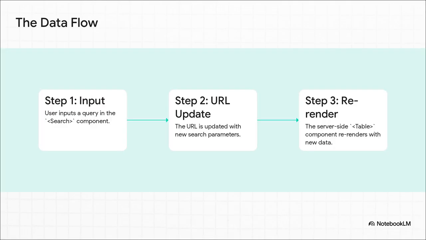The data flow is really the key to understanding this. It all kicks off on the client side, when a user starts typing into a search box. That simple action updates the URL, which then, and this is the cool part, triggers a re-render on the server. Yeah, you heard that right, the server. The table component then fetches the fresh data based on that new URL, creating this beautiful, seamless loop.